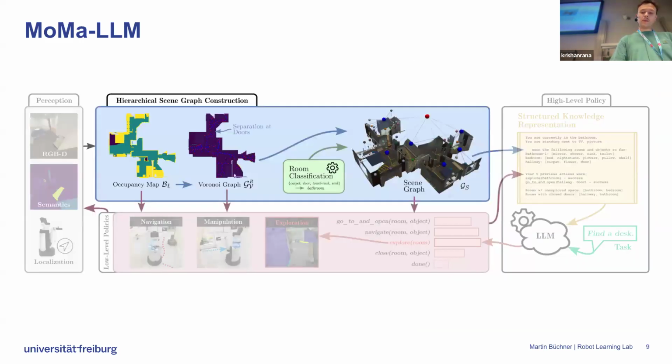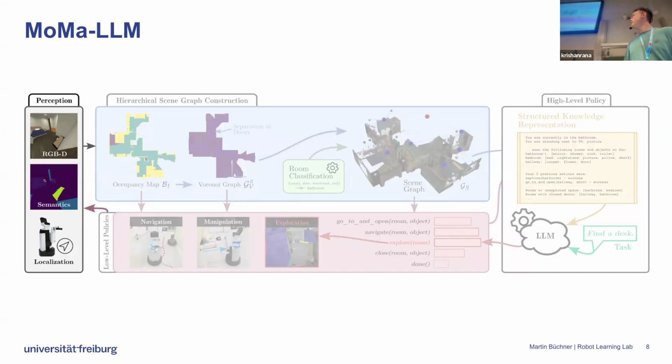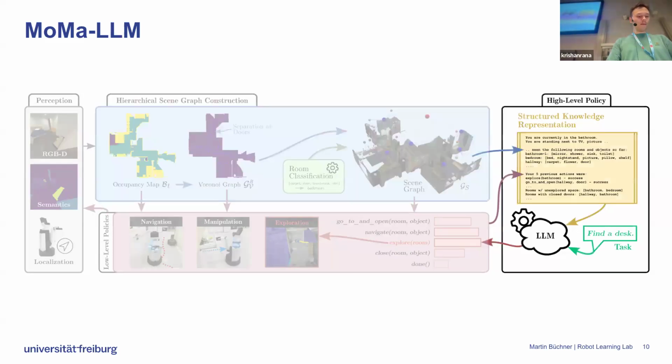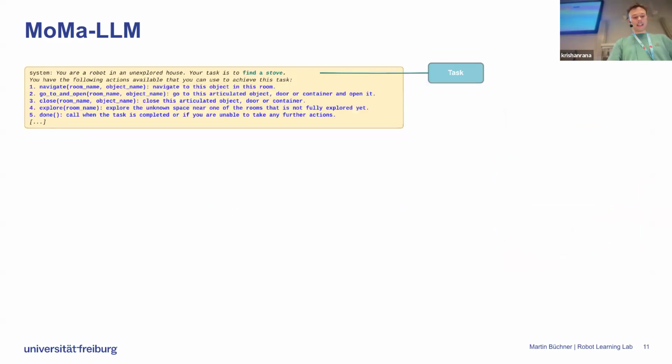First of all, we have our embodied agent that is placed in a previously unexplored scene, and we assume access to RGBD observations and semantics. Given these observations, we dynamically construct a 3D dynamic scene graph, including a navigational Voronoi graph that covers the distinct regions of the environment, and we also do semantic classification of the rooms. We provide a structured knowledge representation of the scene graph to a high-level policy that we use for reasoning for mobile manipulation.